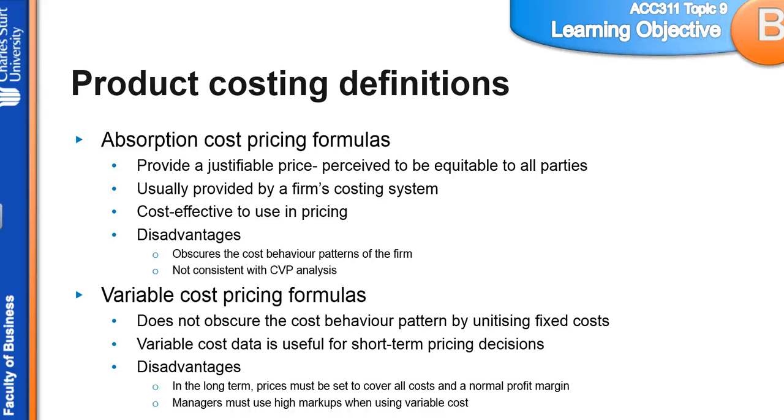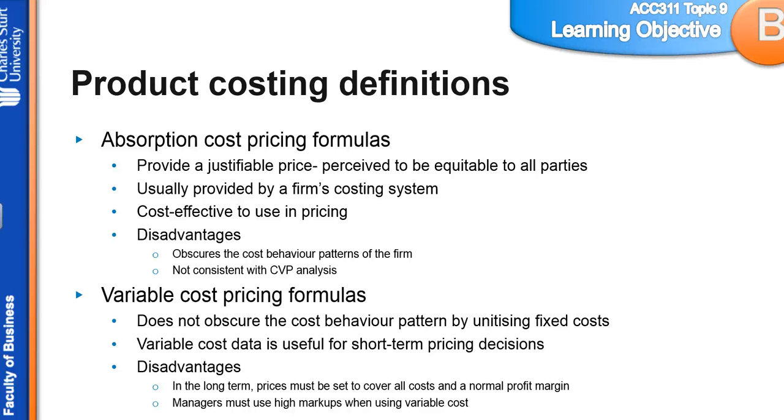Absorption costing provides a very justifiable price. It's perceived to be equitable to all parties, and it's usually provided by a firm's costing system, quite cost effective to be used. The disadvantages, of course, are that it obscures the cost behaviour patterns of the firm, and it's not consistent with CVP analysis, which we've looked at in previous topics.